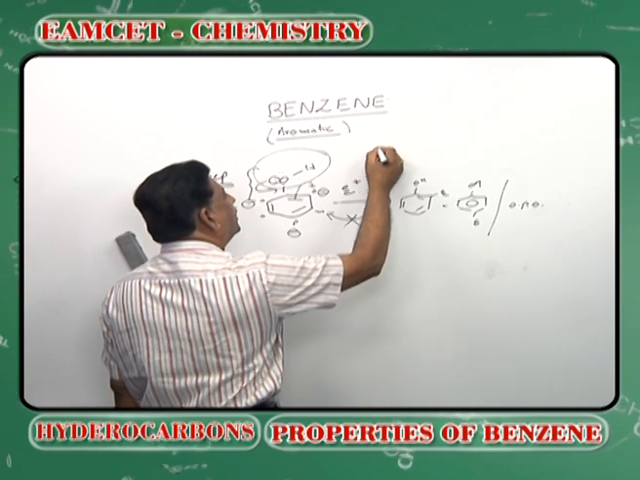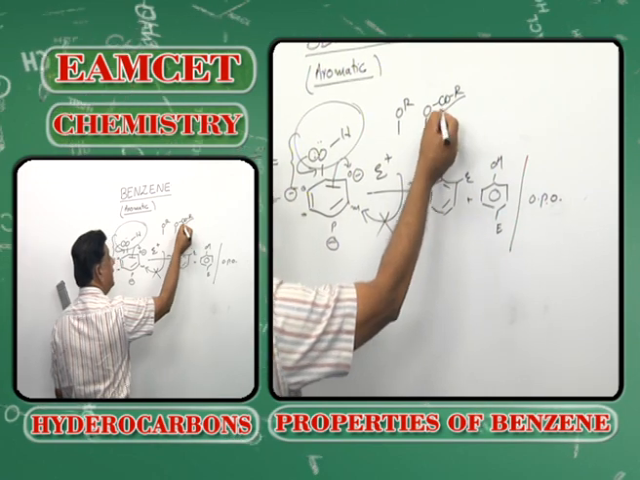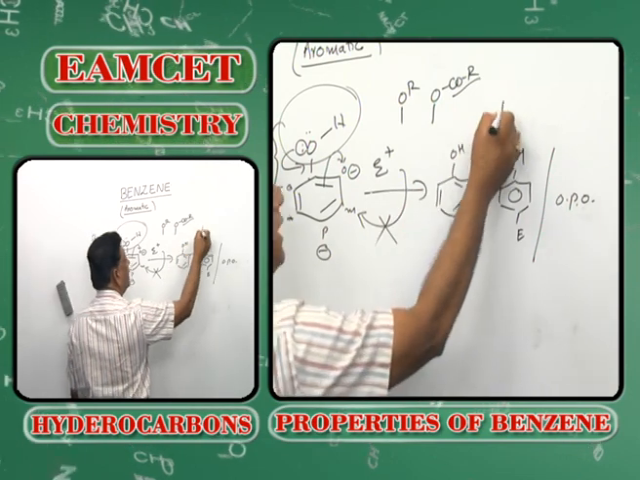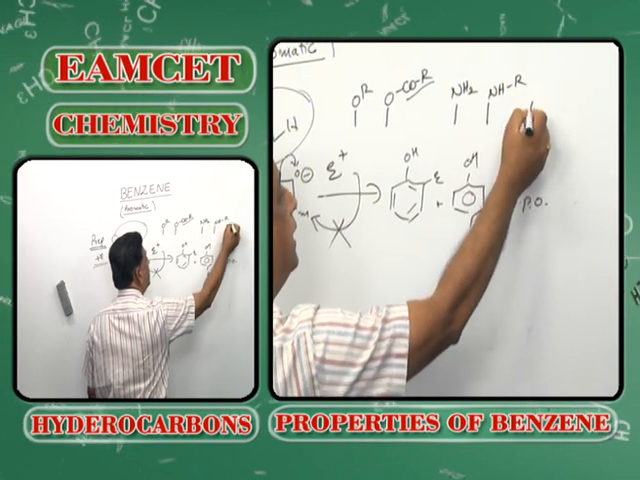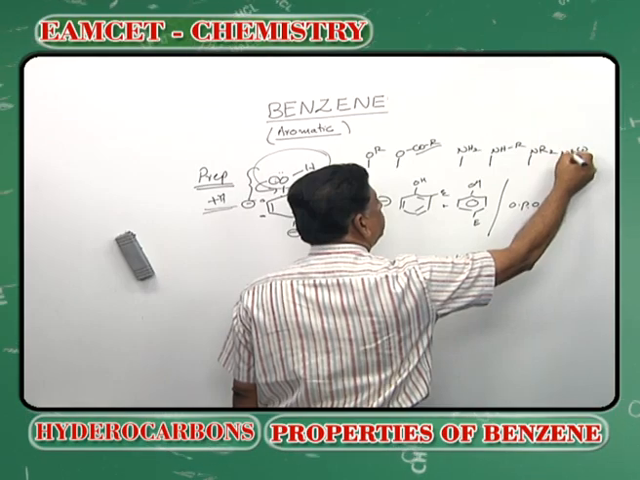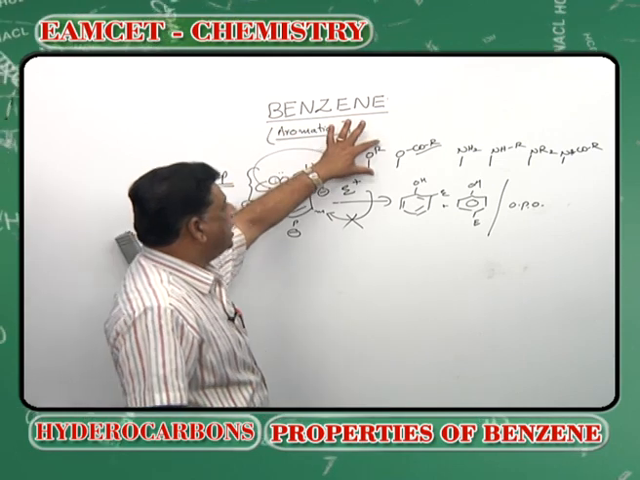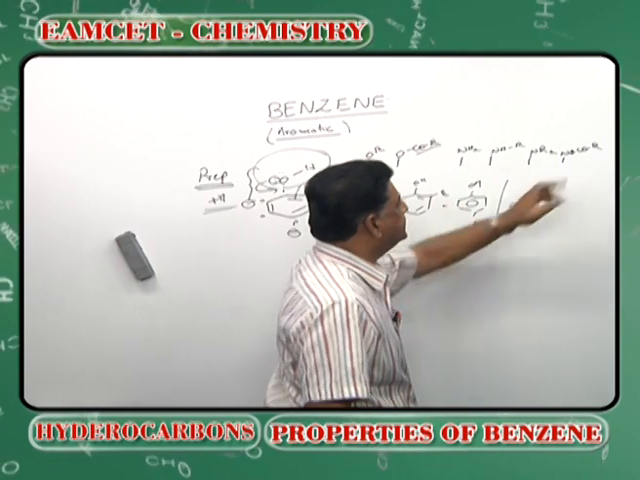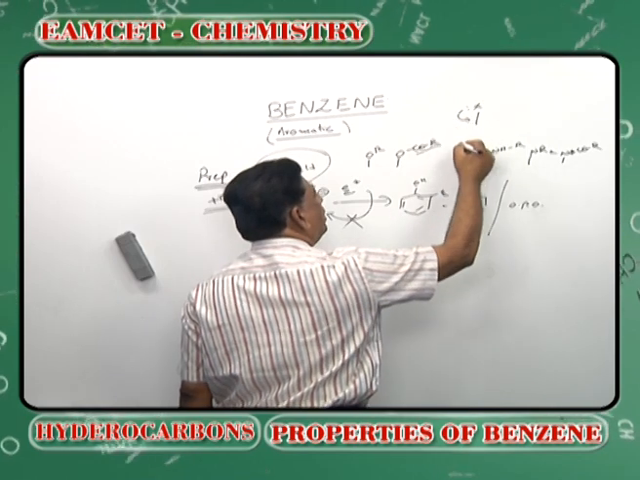OH or OR, this is called alkoxy, and OCOR, that is acetylated phenol, alkylated phenols, acylated phenols, and then the amino group, aniline, or alkylated amines, dialkylated amines and acylated amines, and NHCOR. So, what are the groups? Hydroxy, alkoxy, acetoxy, amino, monoalkylated, dialkylated, acetylated. In addition to that, halogens also. Halogens also will have a lone pair.